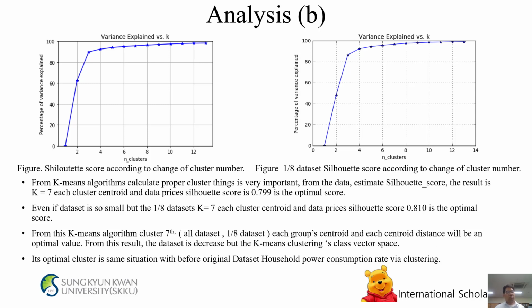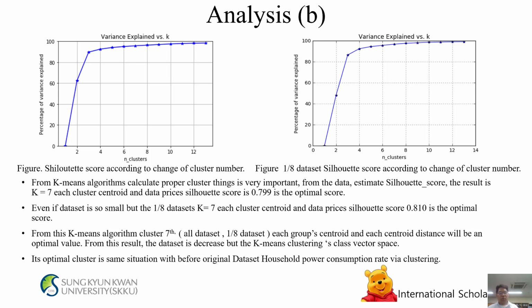Even if the dataset is so small, for the Apache 1 dataset K equals 7, each cluster centroid and data point's silhouette score of 0.1810 is the optimal score. From this K-means algorithm with 7 clusters, for the whole Apache 1 dataset, each cluster centroid and each centroid distance will be an optimal value. From this result, although the dataset is decreased, the K-means clustering vector space has its optimal cluster the same as before.